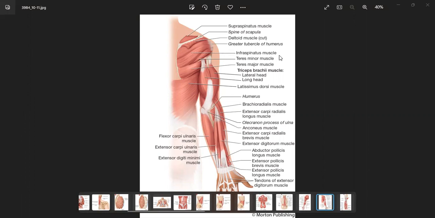When we have the infraspinatus muscle, hopefully that word will lead you to understand that it is below the spine of the scapula. It gets to adduct the arm and also rotate it laterally. It originates on the scap and inserts on the greater tubercle of the humerus.